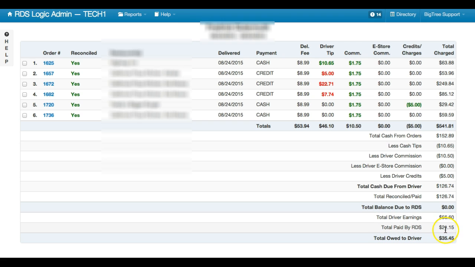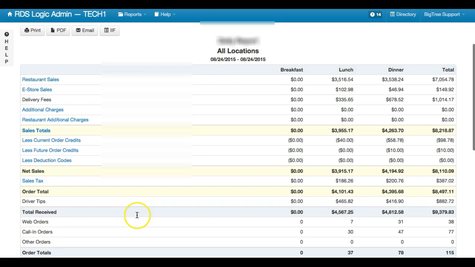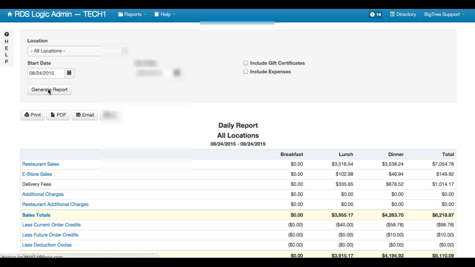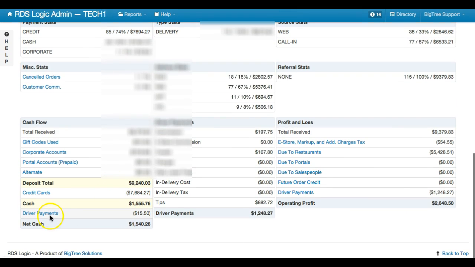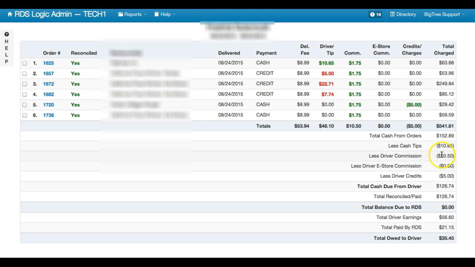Total paid by the RDS was $21.15. Total owed to the driver is $35.45. And of course, this will all reflect. So let's go and update our daily report, and you'll see here driver payments $15.50. And again, the reason for that is it's only showing the driver commission and this credit that we added, because this cash tip was never part of your money.